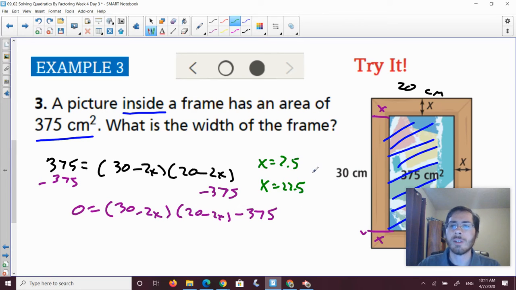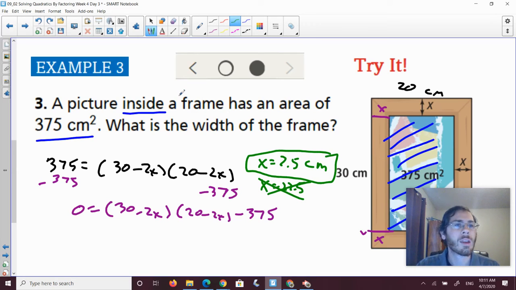All right, so we got to decide which one makes more sense as x. Well, I don't think 22.5 makes much sense because over here we were subtracting. If we did 20 minus 2 times 22.5, we'd get a negative number for a side. So I don't think we want that. I think we're going to stick with 2.5 centimeters. That would make a little bit more sense as the width of the frame.